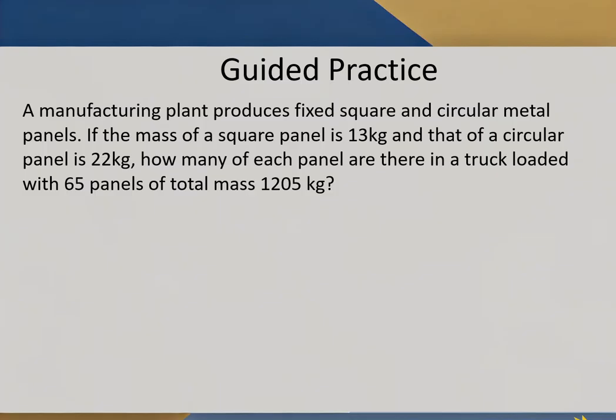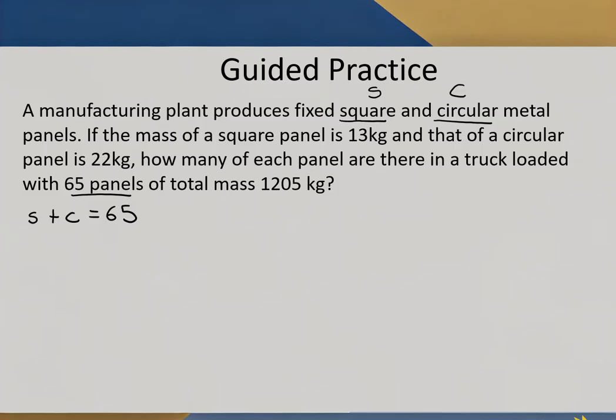So the first thing I'm going to look at is the following. We're talking about square and we're talking about circular panels. We're talking about the number of panels, and we're talking about the size. So that means I'm just going to label it as S and C. My first equation can literally just be S plus C is equal to 65 panels.